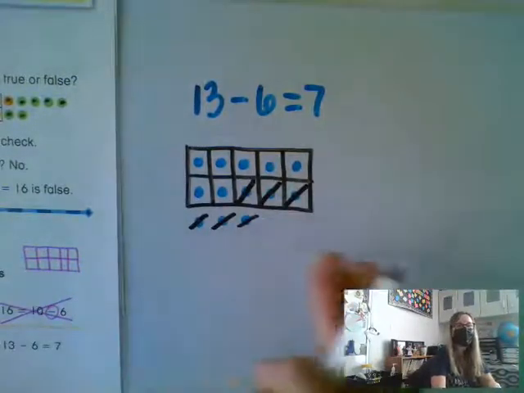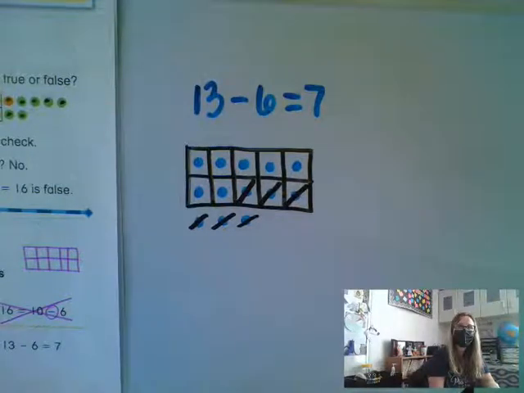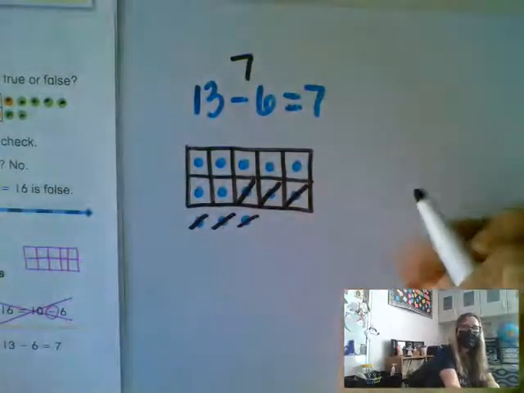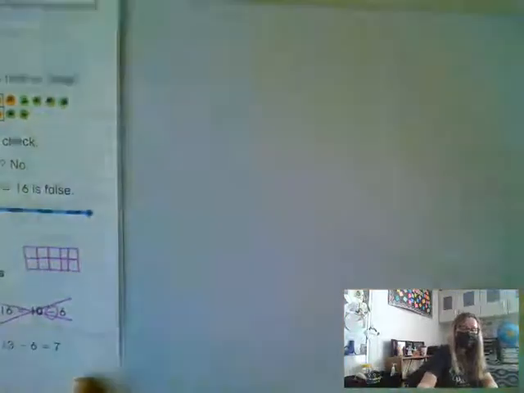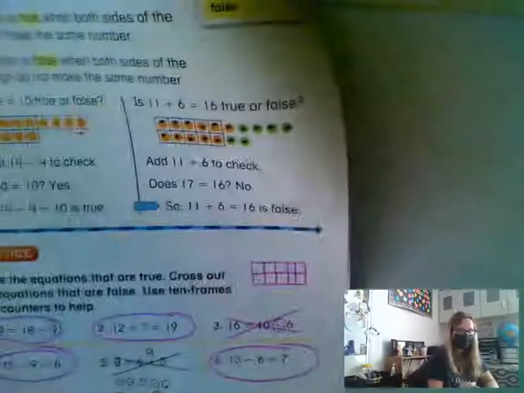Now those ones are gone. Sage, how many do I have left? So 13 take away 6 is 7. Does 7 equal 7? Yeah, so that is a true equation. You can circle that one. It is true. Okay? Nice job.